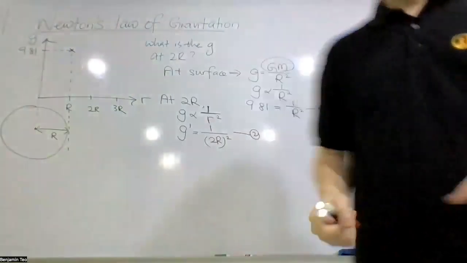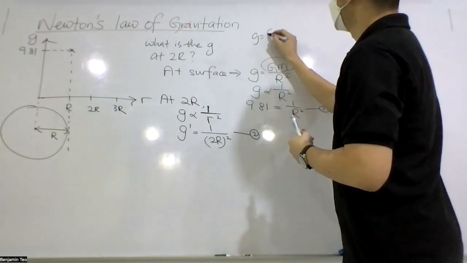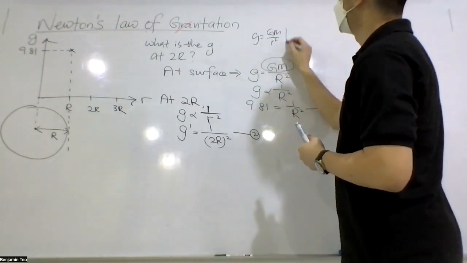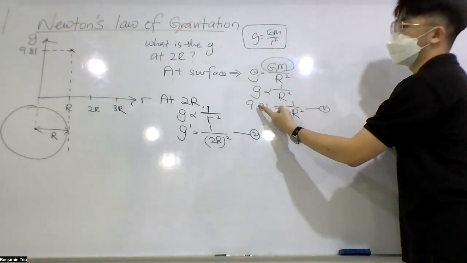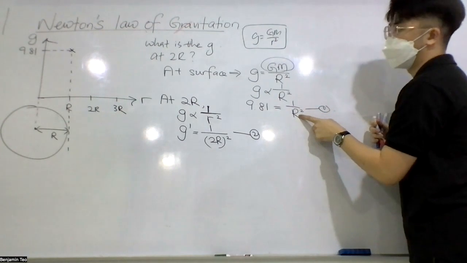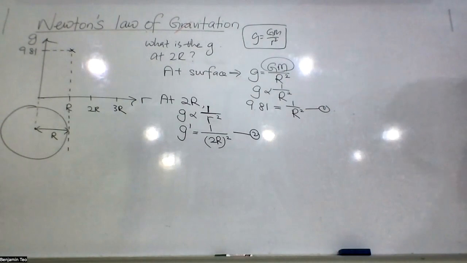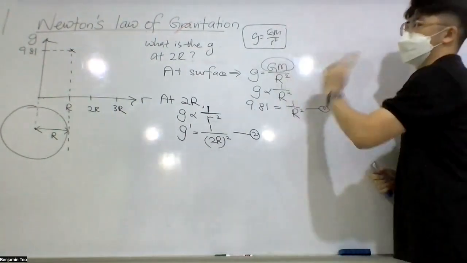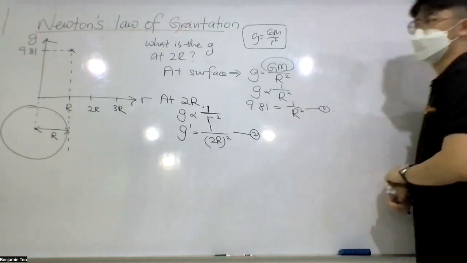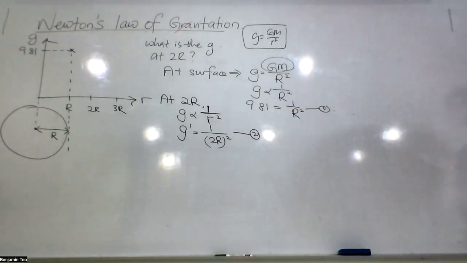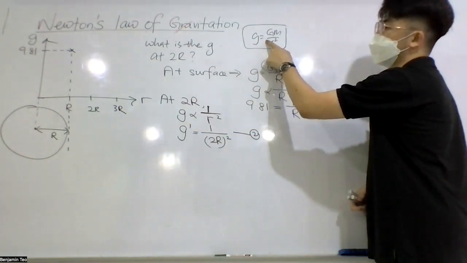What I'm doing here, my general formula is g equals GM over R squared. That's my general formula, right? So at the surface, this is 9.81, and this will be the capital R, because it's surface, the radius is R. GM is just a constant, we can just drop it, because later we will find the ratio and it will cancel out. That's equation 1.